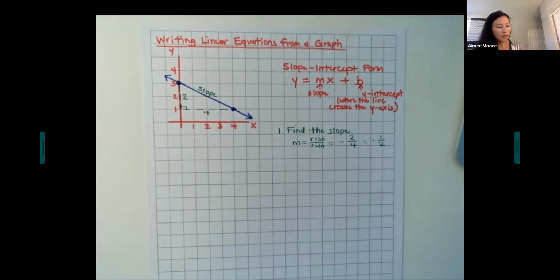So then the next thing we need to do. When you simplify, you're just dividing it, right? Yes, okay. Exactly.